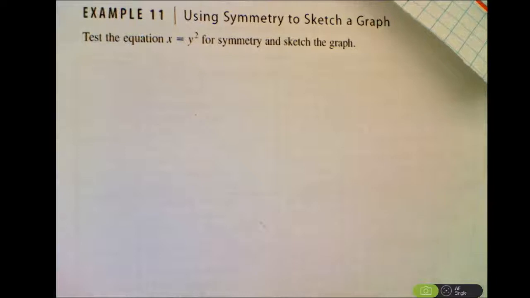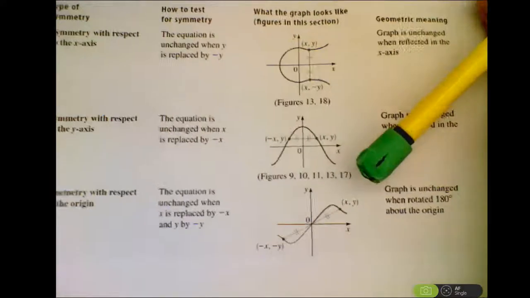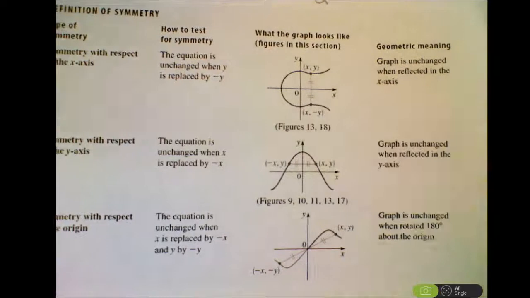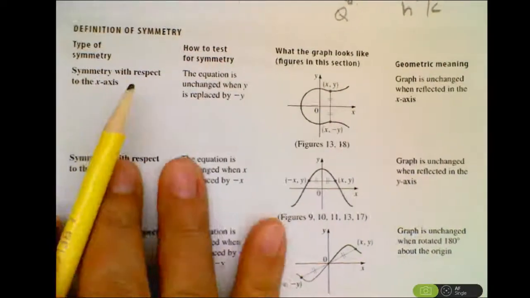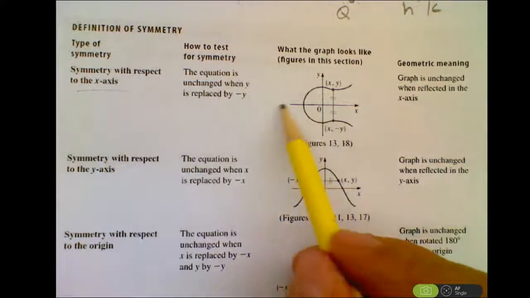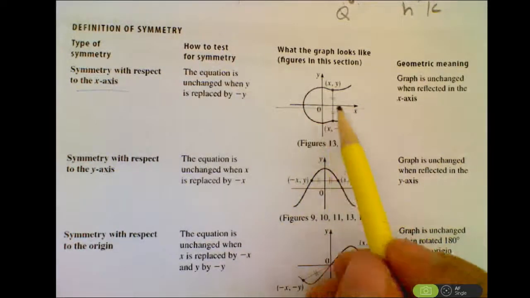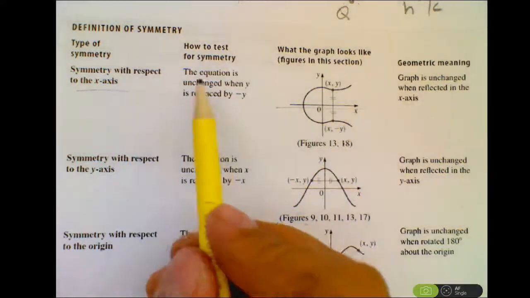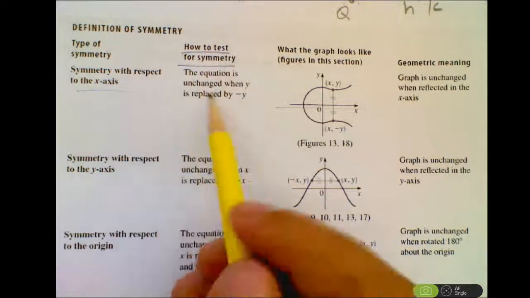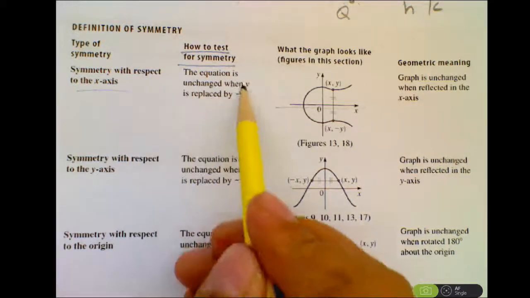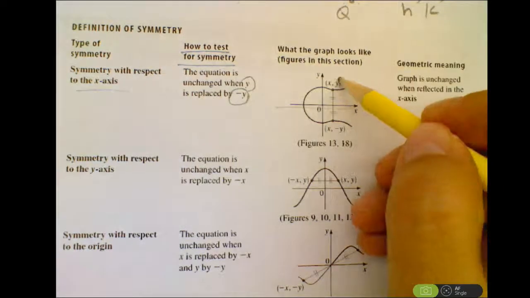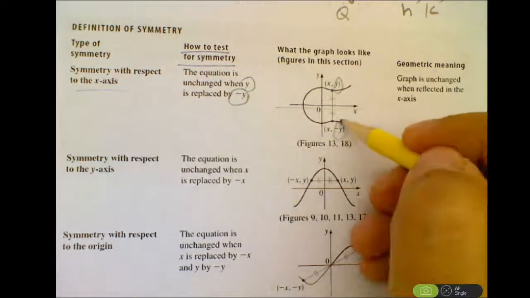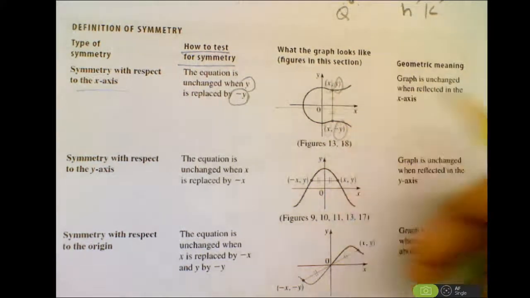So let's read our summary here, and now let's see if it makes sense. It says symmetry with respect to the x-axis. So remember that if that's the case, I can fold through the x-axis, and those two pieces should overlap. It says how to test for symmetry: the equation is unchanged when I replace y with -y, which means if you have either y or -y, you should get the same x as the answer.